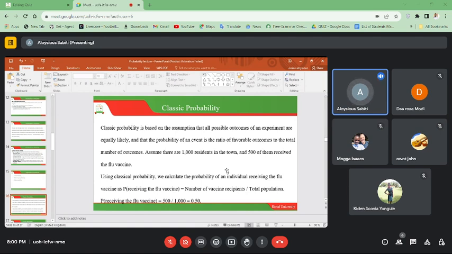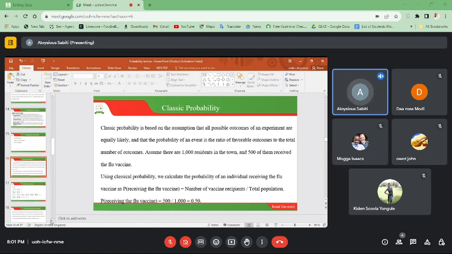So in that case, if we were to sample, from the definition you're seeing here, all possible outcomes, in this case there are two possible outcomes. You will get someone who has not received a flu vaccine, or you will get a person who has received a flu vaccine. So the probability is 0.5, meaning out of every two people, one person has received and the other has not. That is what classical probability is looking at.